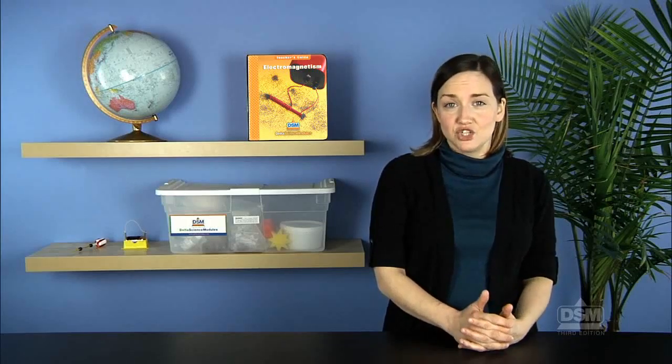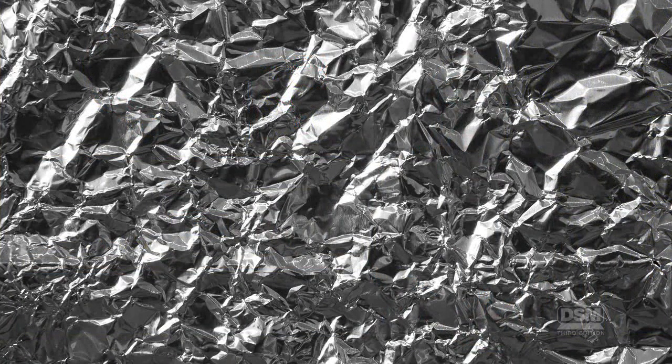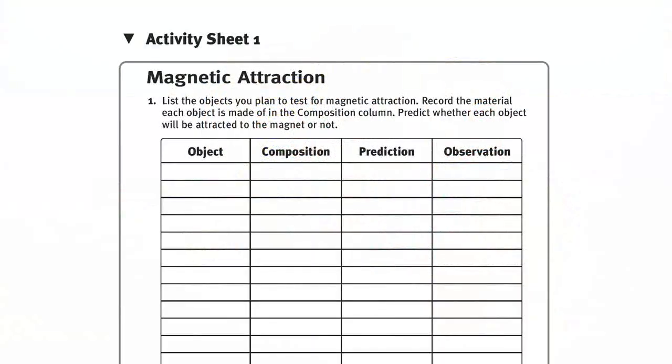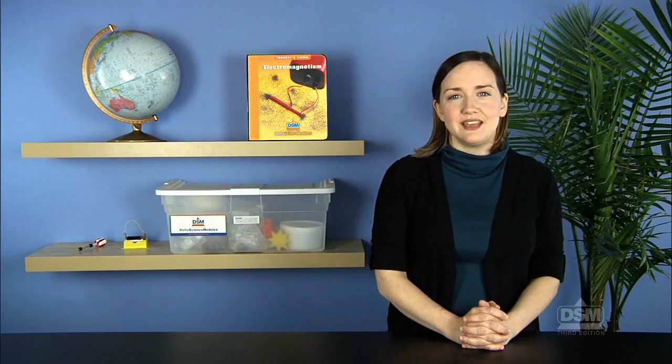Help them understand that sometimes it is difficult to predict which metal objects will be attracted to a magnet. Some metals, such as aluminum, are not attracted to magnets. Distribute the materials and 2 copies of Activity Sheet 1 to each pair of students. Have students come up to the workstations to get a few items to test.